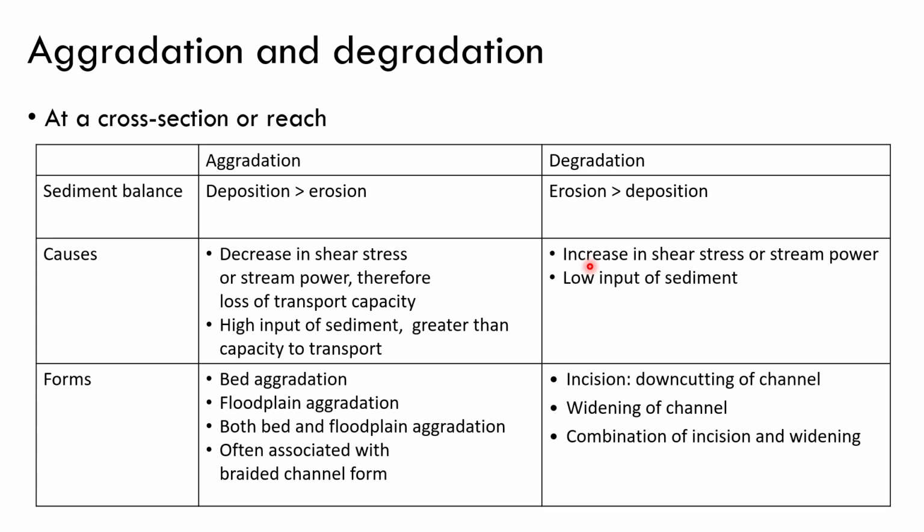And so the forms that degradation takes are things like incision. So this is where the channel can actually cut into the landscape pretty severely. We can also get a situation where, depending on things like geology or some of the other controls on the channel, we can actually get a widening of the channel or some combination of incision and widening. Okay.